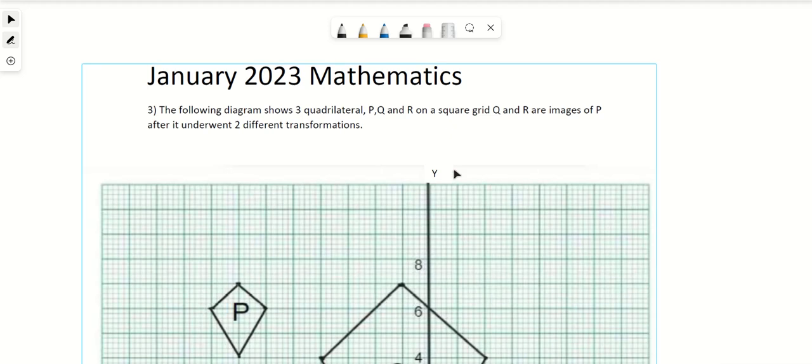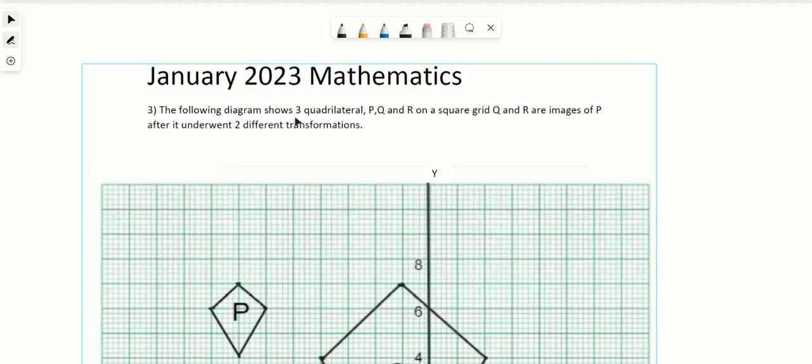Okay, so good day everyone. Today we're going to do January 2023, number 3, right? Which are usually transformation questions that we need to understand how to do. Now, let's just get right into it.